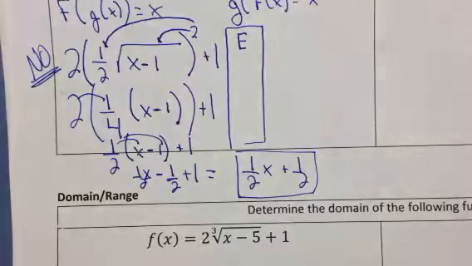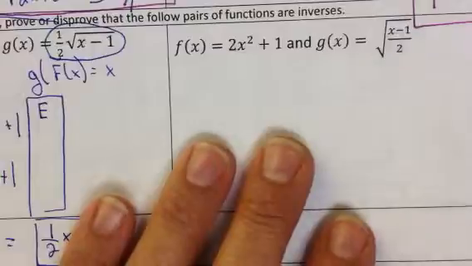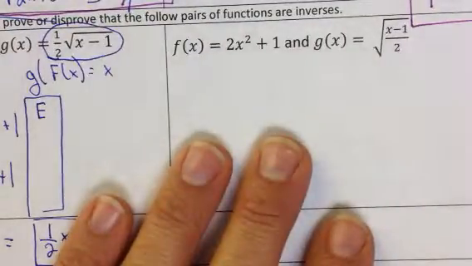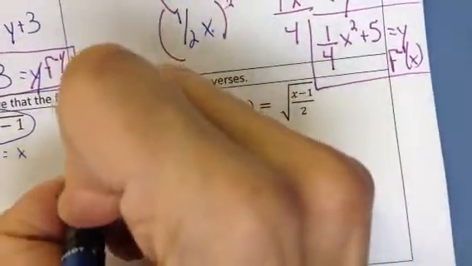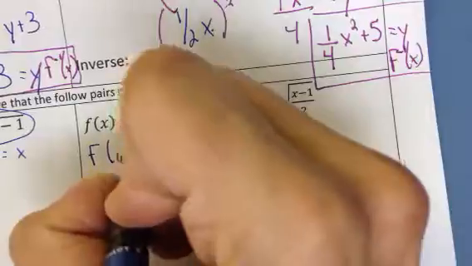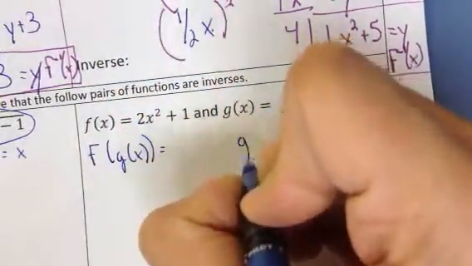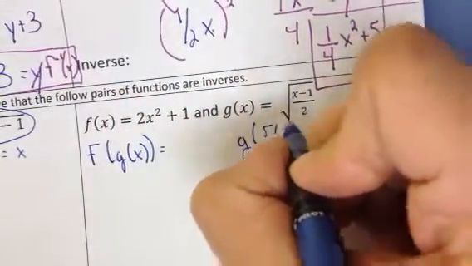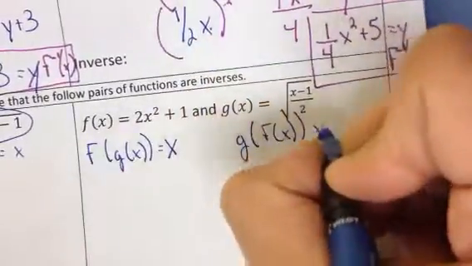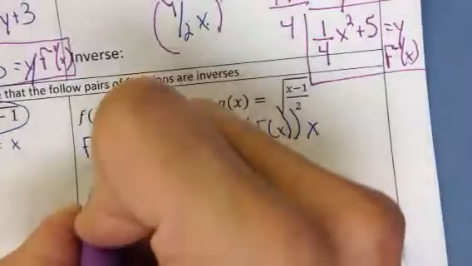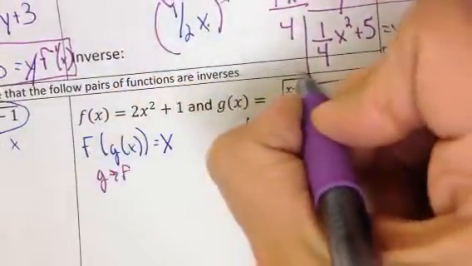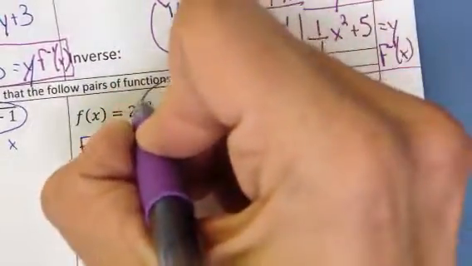Okay. So let's try this one now and see if these are inverses of each other. The idea is the same: when I do the composite functions, I should get x. First, I'm going to do this one. G is going to go into F, so all of this is going to go right in there.